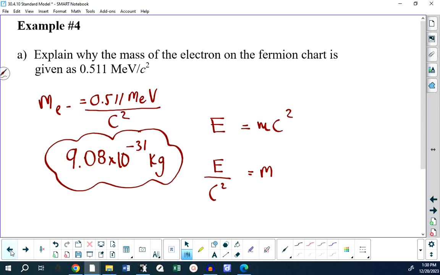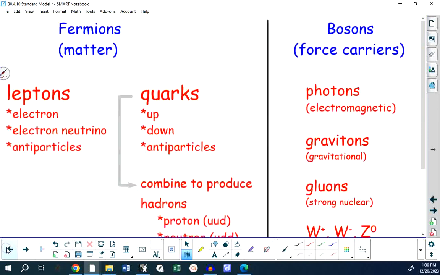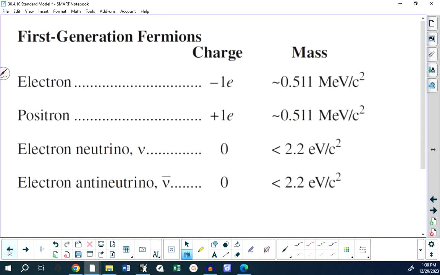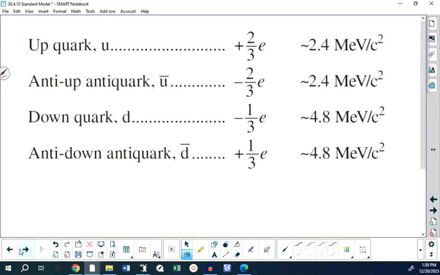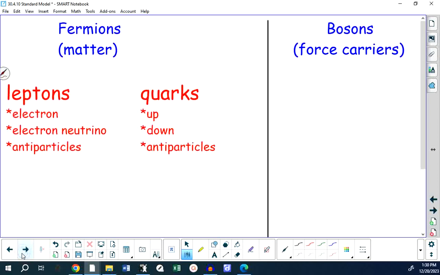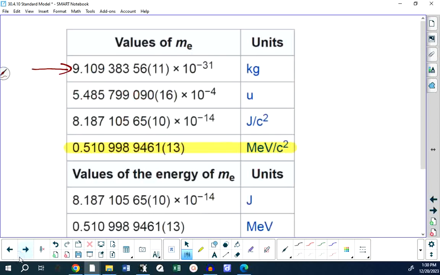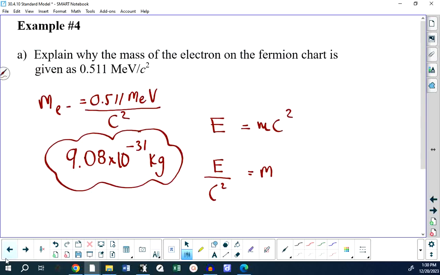If you were ever given, the only way I can see you using this idea is on an exam you're told the mass of, we can even use something on your formula sheet. I'll pretend that it's not on your formula sheet. But I tell you the mass of a down quark is 4.8 million eV over speed of light squared on an exam. You should know what that means, and you should be able to calculate its mass in kilograms. Or I could do the same thing for a pi meson. I could tell you its mass in eV over the speed of light. Does anybody have any questions with number 4? All right.